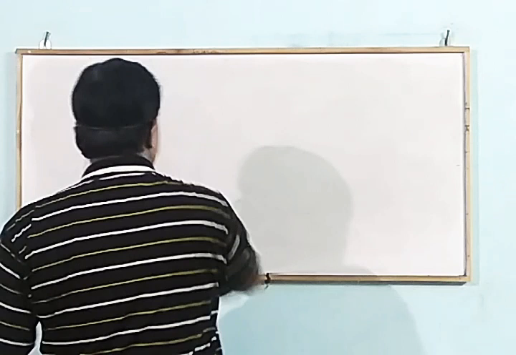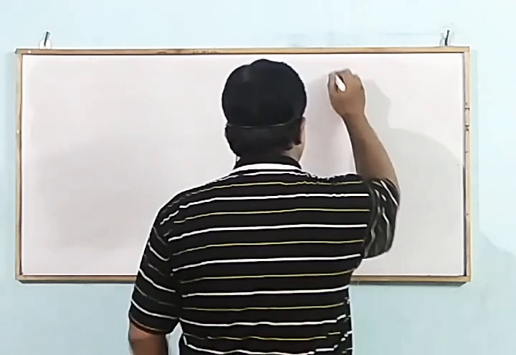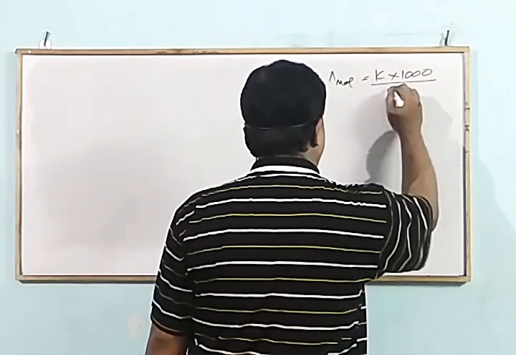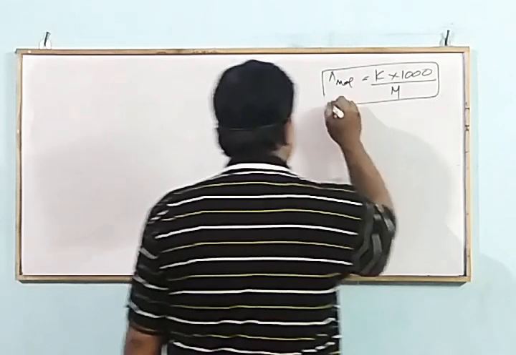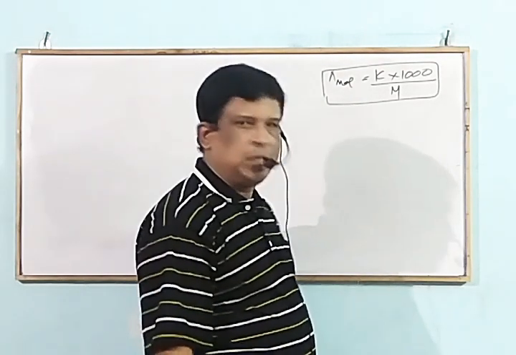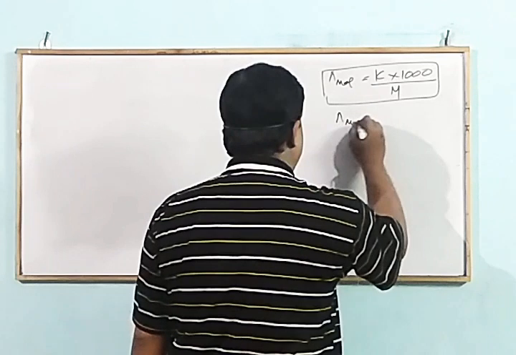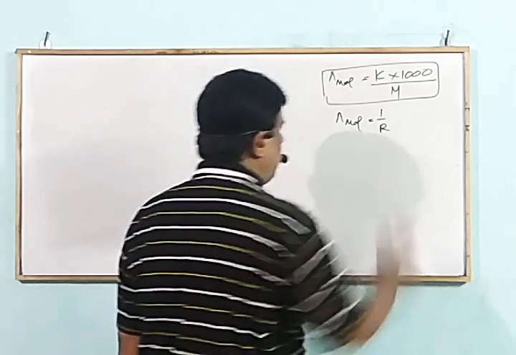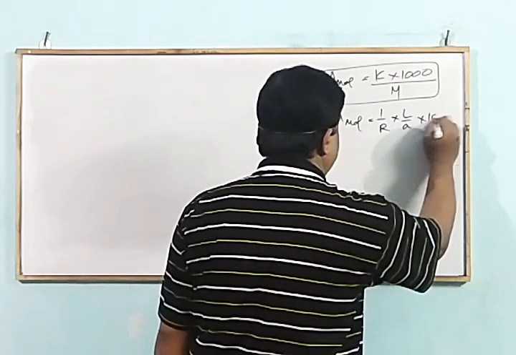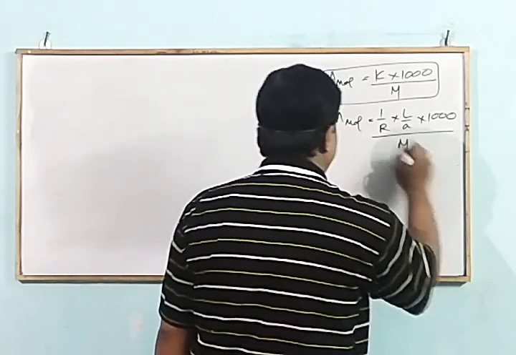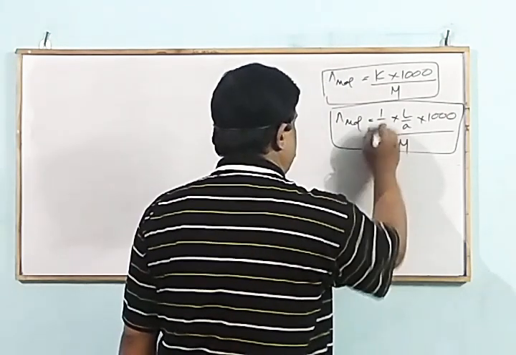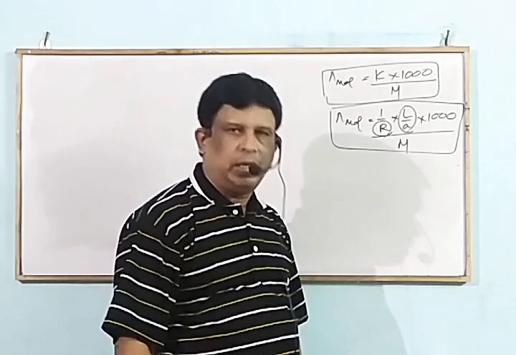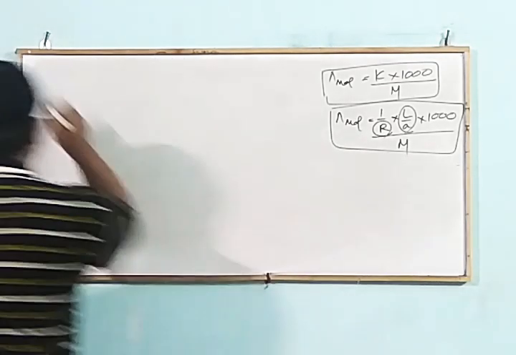Before solving the problem, I write this formula, that is lambda MOL is equal to kappa into 1000 by molarity. In an alternative way, to simplify, lambda MOL is equal to 1 by R, since kappa is equal to C into L by A, so 1 by R into L by A into 1000 by molarity. R is known as the resistance, L by A is known as the cell constant, M is known as the molarity. So what is the question?